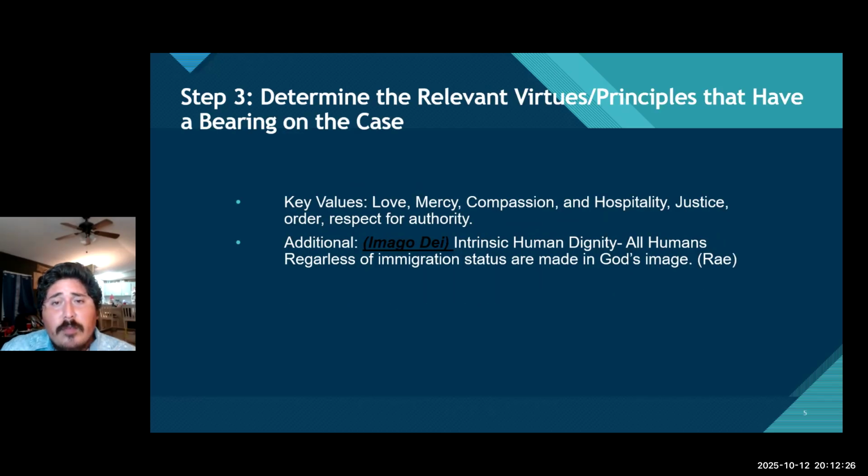Step 3, determine the relevant virtues and principles that have a bearing on the case. Most of these principles and virtues we have already mentioned, and these key values are love, mercy, compassion, and hospitality, but they also include justice, order, and respect for authority or public law. I do want to emphasize a specific principle that Scott Ray presents in our textbook, and that is intrinsic human dignity, which means that all humans, regardless of immigration status, are made in the image of God.